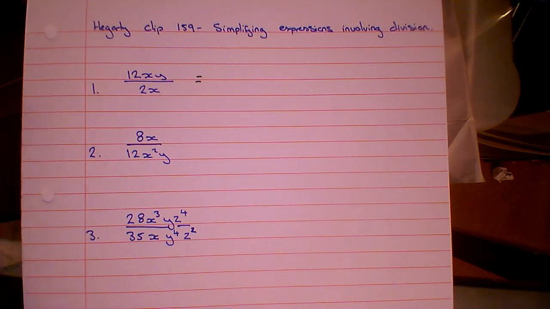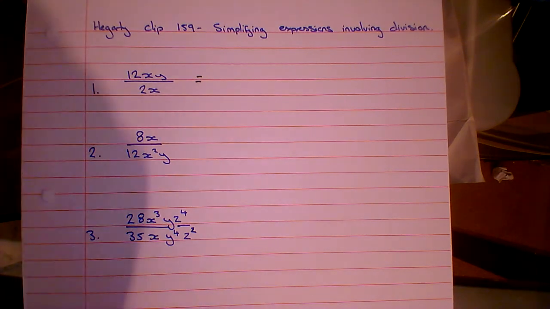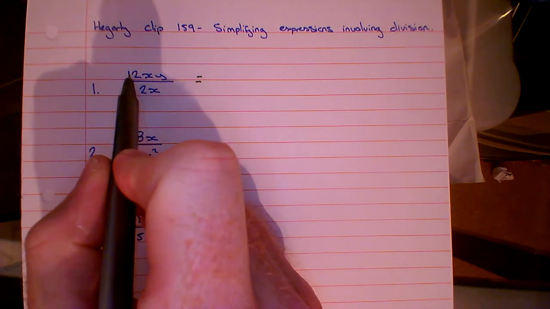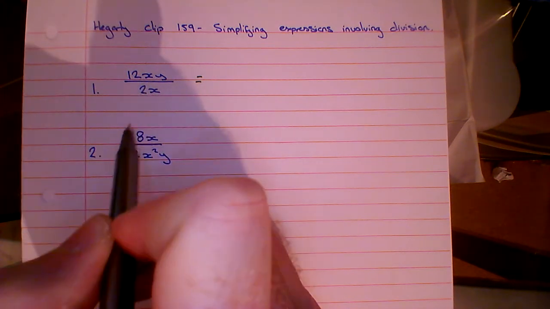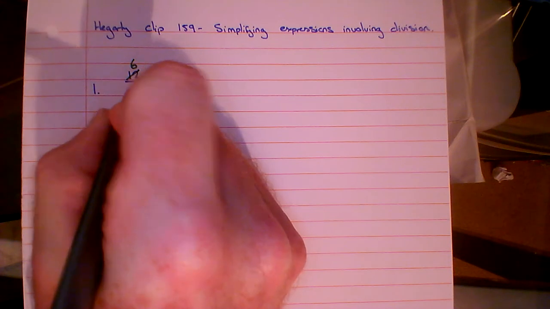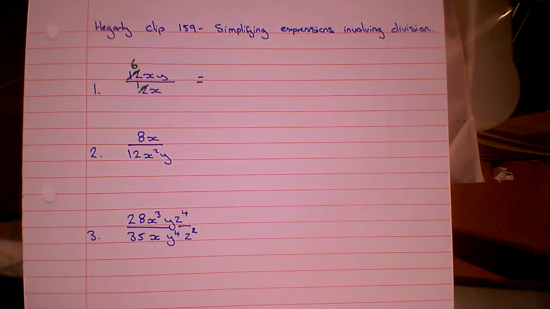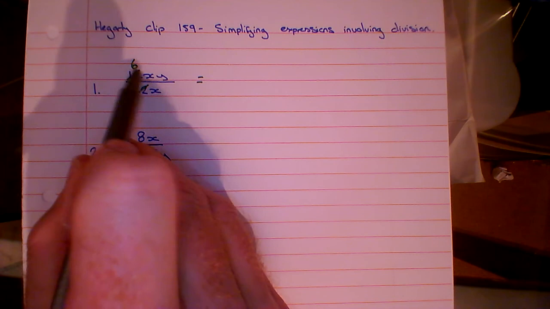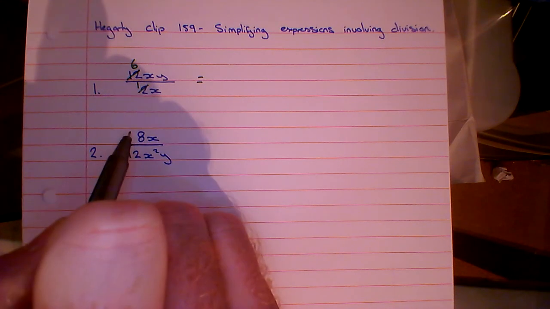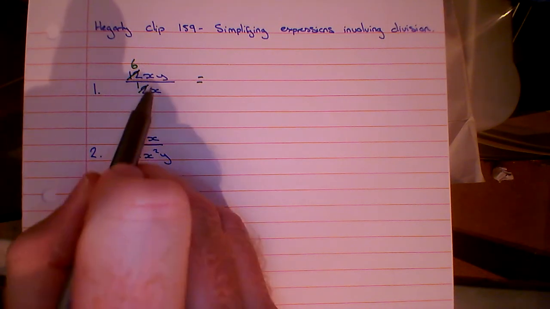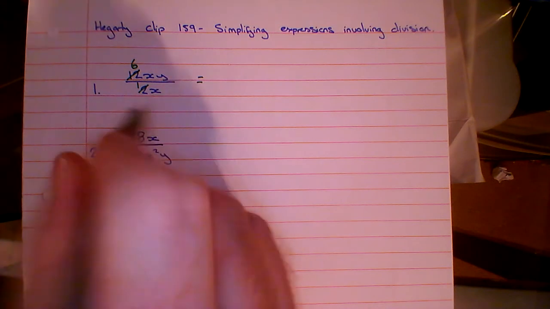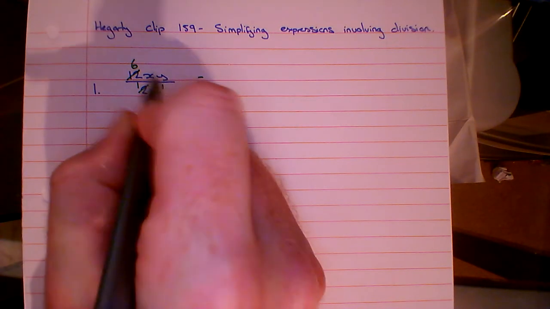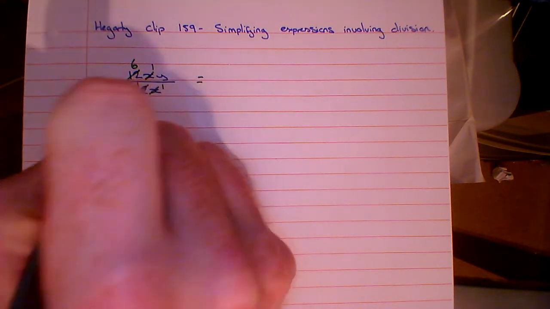So I'm going to start with the numbers first. I'm always going to start with the numbers. I've got 12 divided by 2. Well, that's 6. I'm going to divide them both by 2, so that becomes a 6, that becomes a 1. Now I can look at my letters. I've got an x on the top and an x on the bottom, so x divided by x, well that's 1, so let's cancel that, that becomes a 1, and that becomes a 1.